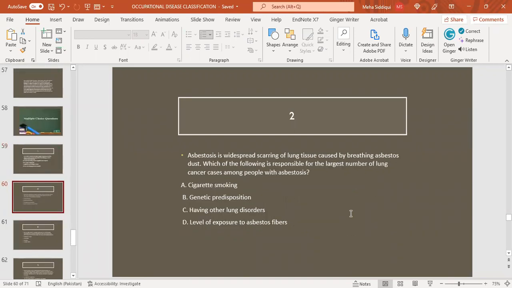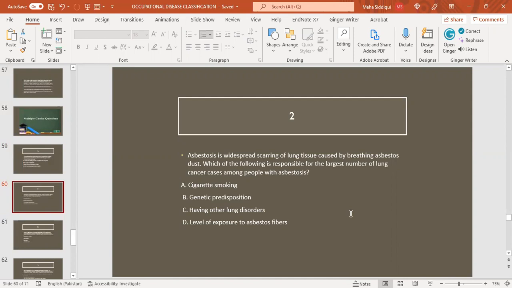MCQ number 2. Asbestosis is widespread scarring of lung tissue caused by breathing asbestos dust. Which of the following is responsible for the largest number of lung cancer cases among patients with asbestos? A. Cigarette smoking, B. genetic predisposition, C. having other lung disorders, D. levels of exposure to asbestos fibers. D.